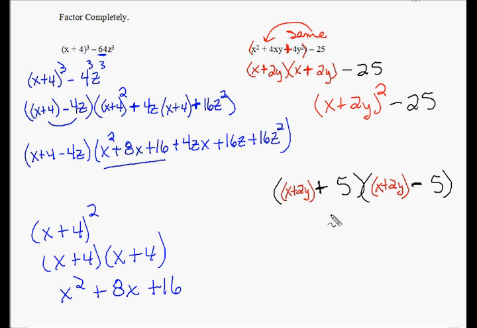So this is factored completely. Again, the back of the book will write it without parentheses. So it would appear to be an x plus 2y plus 5 times an x plus 2y minus 5.